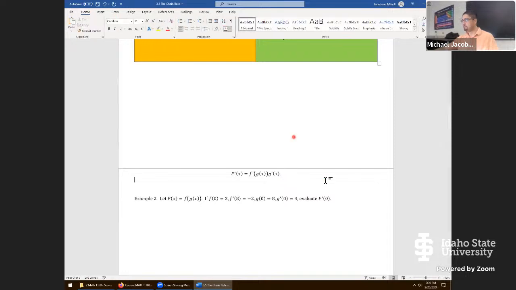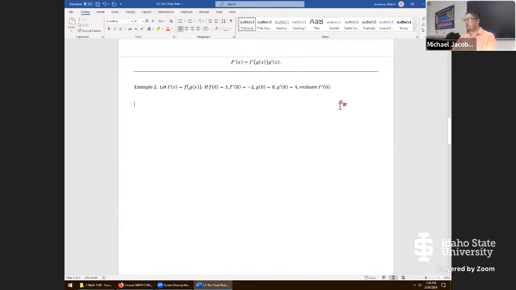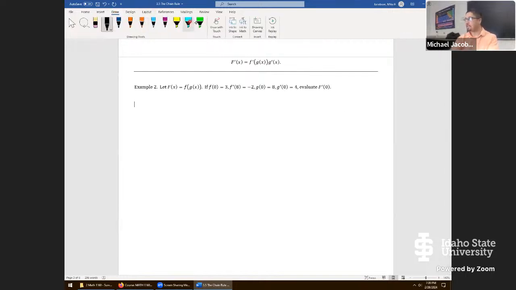And give it a try. I guess we can also start color coding these things. I'm going to think of the function that's inner as the green function, and the function that's going to be outer as the blue function. So that's how our color coding would look like.